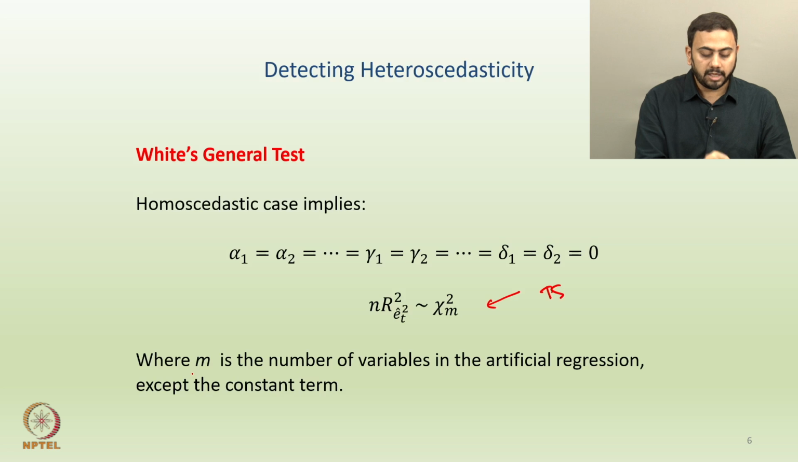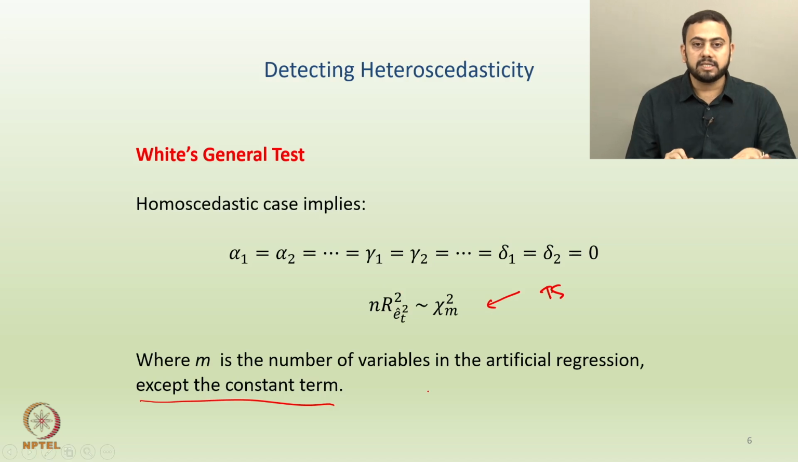One more point here is that m is the number of variables in the artificial regression, except the constant term. Now again the same kind of conclusion. You look at this test statistic, and if its value exceeds the tabulated chi-square m value, then you reject the null, or the other way to conclude is based on the p-value.